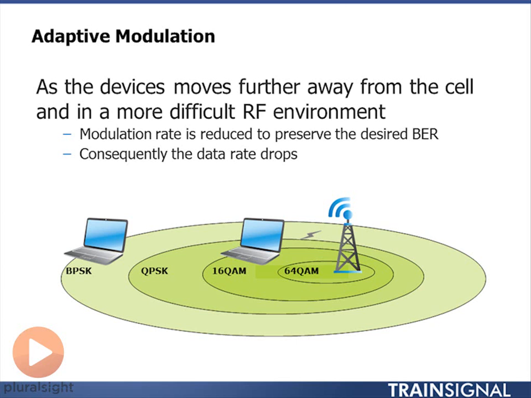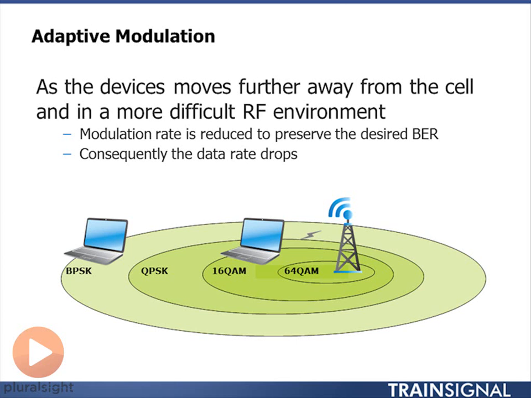So this is what we mean by modulation. As you move around, your modulation changes. Cisco calls this rate matching. If you hear those terms, rate matching, you're matching your data rate to your RF conditions. Good RF conditions close to your access point, higher level of modulation, higher data rates. Further away, lower modulation, lower data rates.